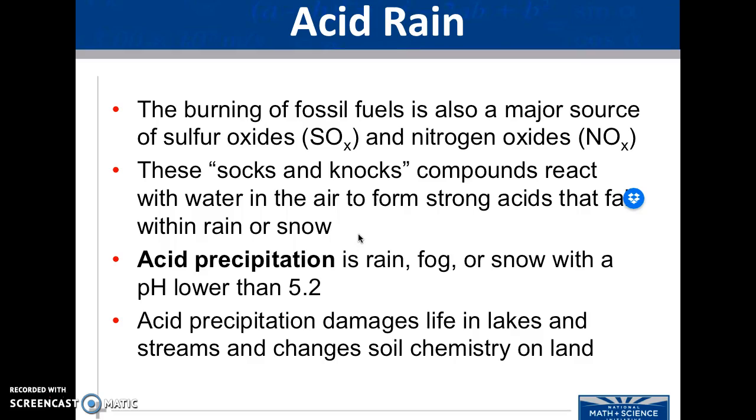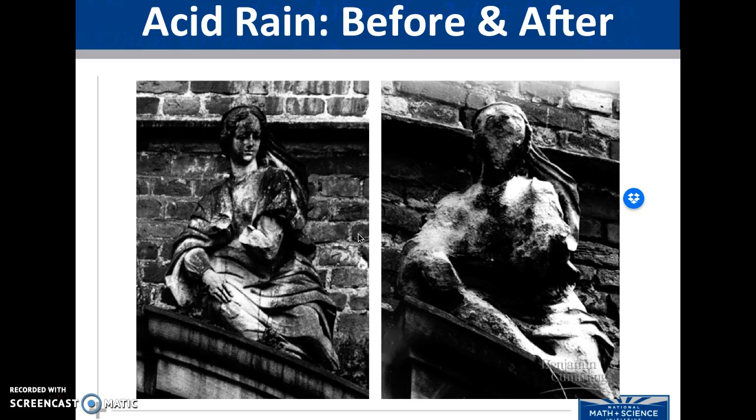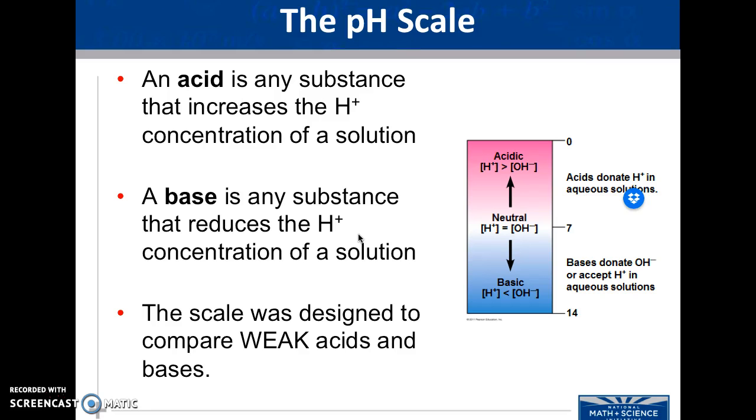Another real life scenario that we need to think about is acid rain. The burning of fossil fuels also produces sulfur oxides and nitrogen oxides. These compounds react with water in the air to form really strong acids that end up falling as rain or snow. Acid precipitation is anything with a pH lower than 5.2. This damages lakes, streams, changes the soil chemistry, can be very corrosive. Case in point here. So as we're burning fossil fuels, we are adding more acid to our environment.